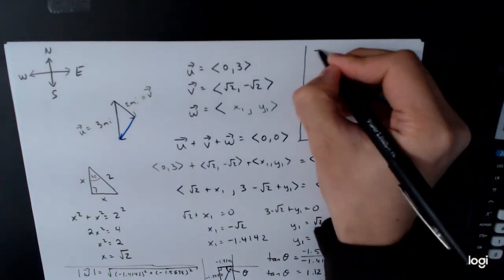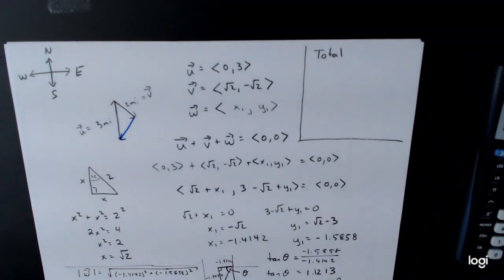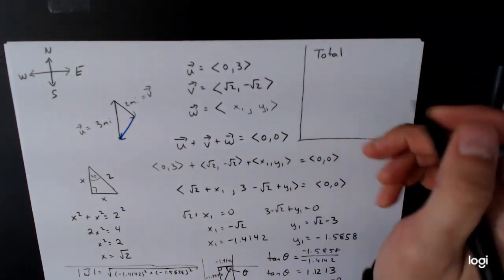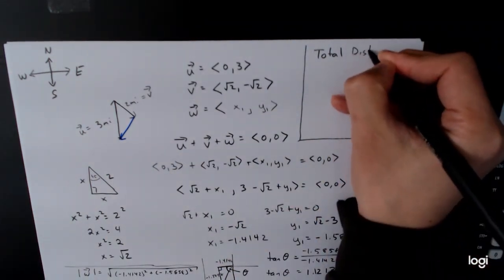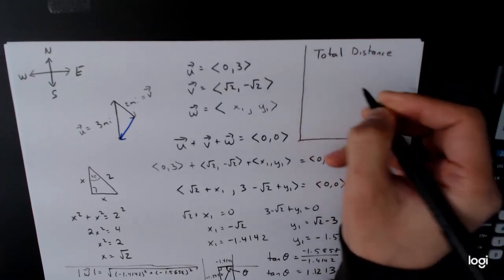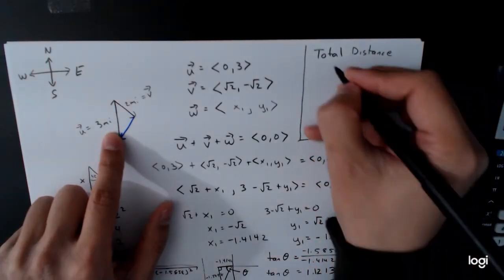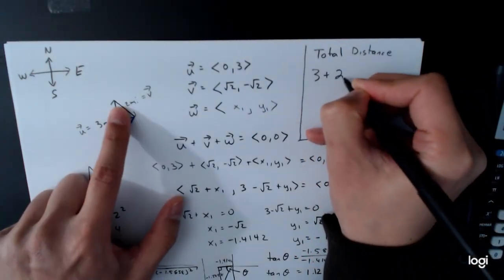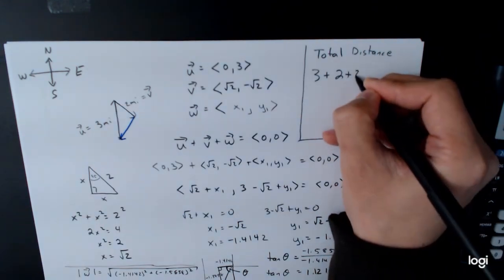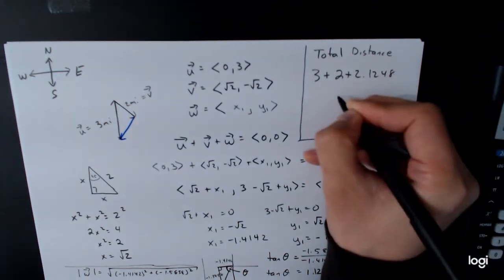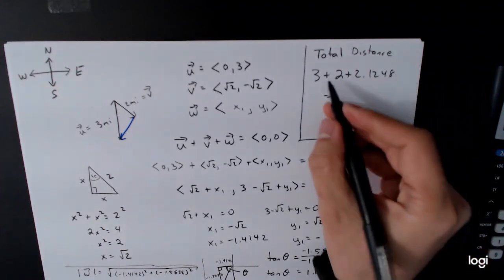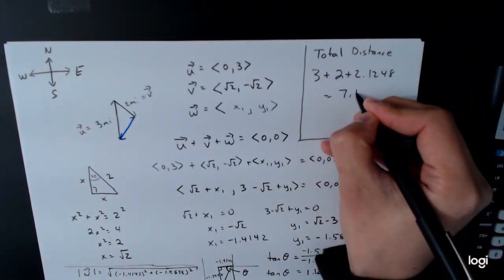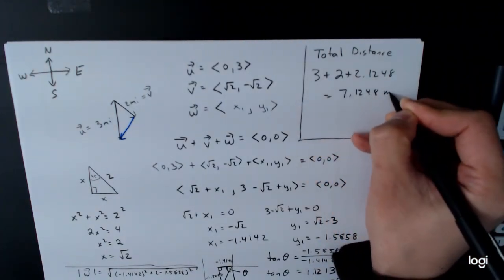The last part of the problem is asking us the total distance traveled, which isn't too difficult. Again, I'm trying to avoid flipping the paper over, so I'm just going to put that last part up here. But total distance. So the total distance is going to be this 3 miles here, plus the 2 miles here, plus the 2.1248 miles, which is equal to 37.1248 miles.